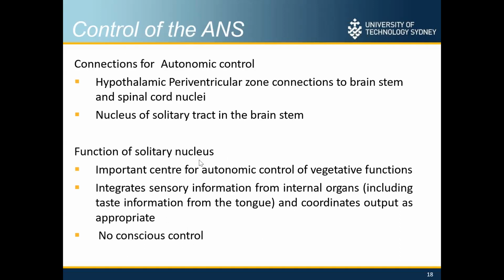The control of the autonomic nervous system comes from the hypothalamus, more specifically the neurons in the periventricular zone, which send information to the brain stem and spinal cord nuclei to modulate its effect. Another center for autonomic control is the nucleus of the solitary tract. It is known to have vegetative functions, which are functions that keep us alive. It is also involved in sensory information from internal organs, okay? A good example is the taste information from the tongue.